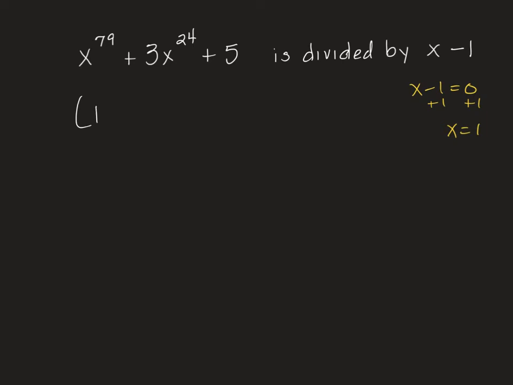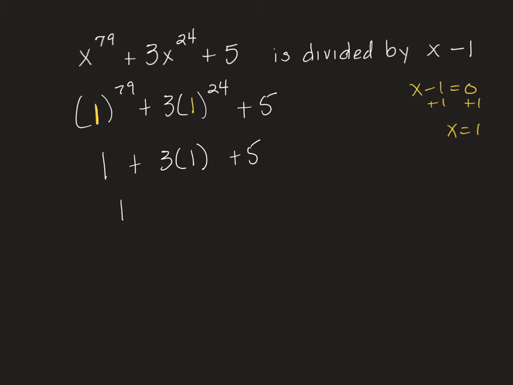So it's going to be 1. Oops, that should be in yellow. Make him yellow. To the 79th plus 3 times 1 to the 24th power plus 5. Okay. 1 to the 79th power is 1 plus 3 times 1 to the 24th power is 1 plus 5. This is 1 plus 3 plus 5.